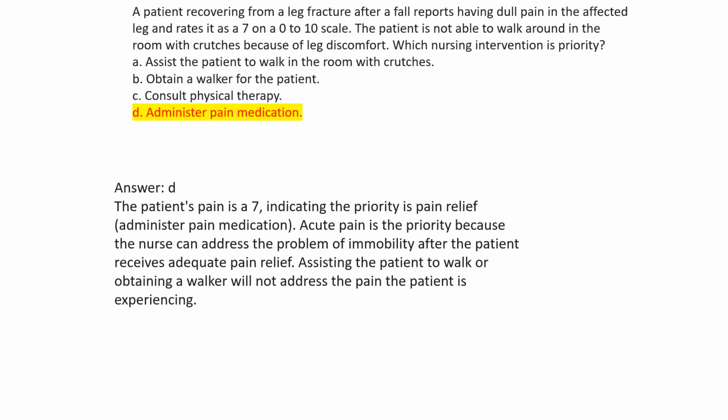Answer D. Administer pain medication. The patient's pain is a 7, indicating the priority is pain relief. Acute pain is the priority because the nurse can address the problem of immobility after the patient receives adequate pain relief. Assisting the patient to walk or obtaining a walker will not address the pain the patient is experiencing.